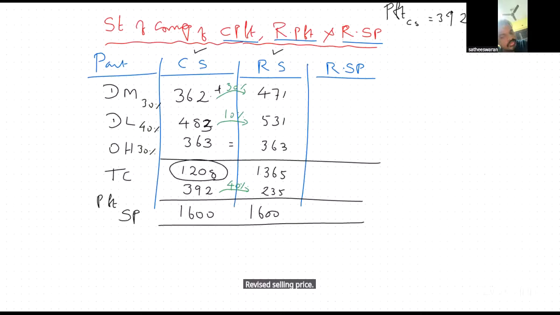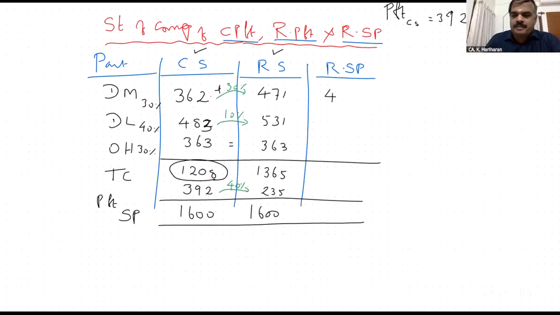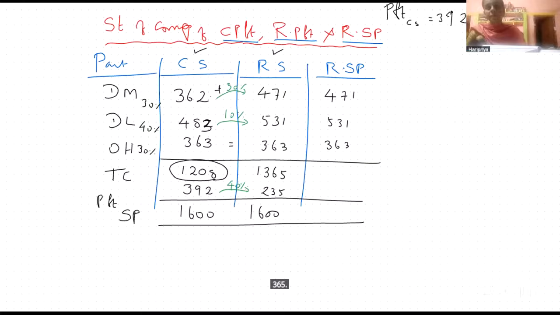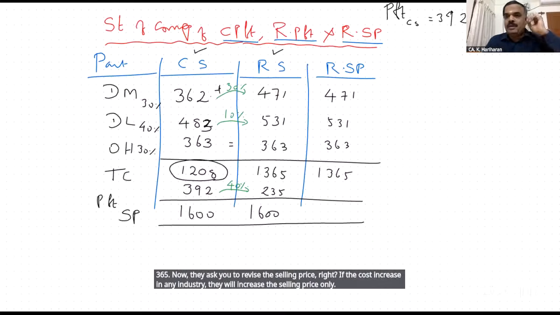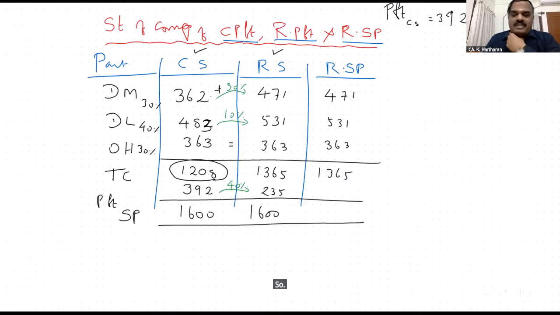Cost has already been revised: 471, 531, 363. So the total cost is equal to 1365. Now they ask you to revise the selling price. If the cost increases, any industry will increase the selling price. So how much is the revised selling price? How much profit do they need?